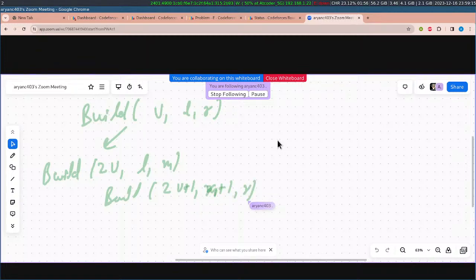So the idea is, if we replace v by, let's say, v plus 2, then this would become 2v plus 4 and this will become 2v plus 5. And instead of l comma r, we can also replace it with 1 comma n, or 1 comma r minus l plus 1.